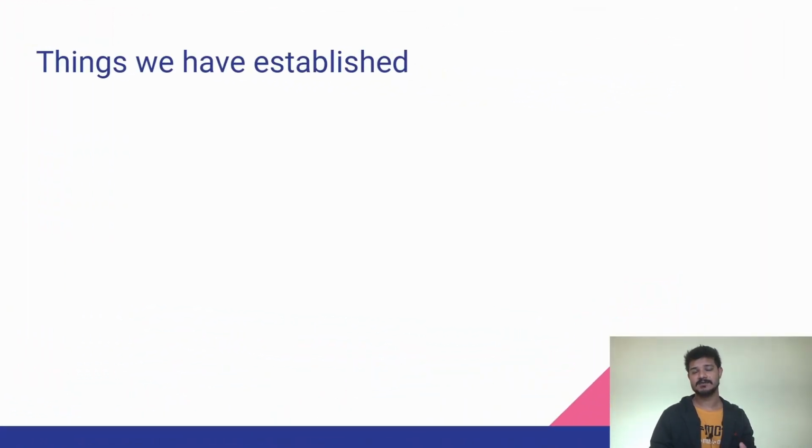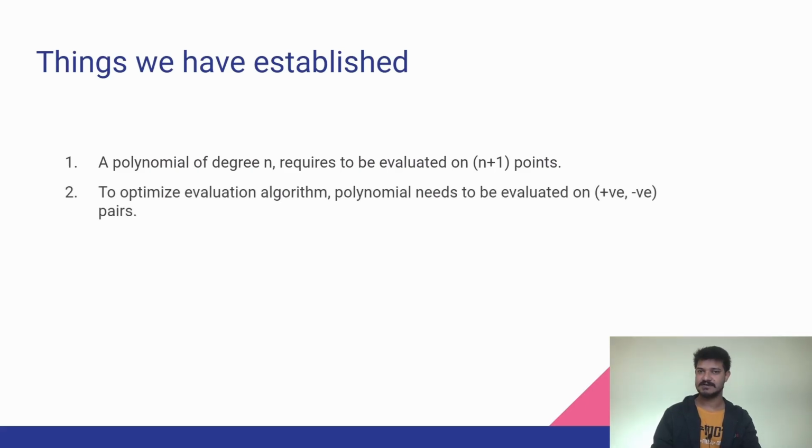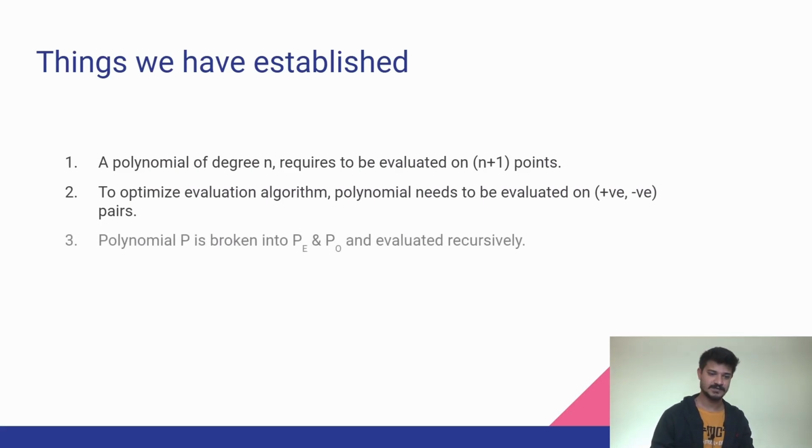So till now, till the previous lecture, what we have established, let's go through that. A polynomial of degree n requires to be evaluated on n plus 1 points. To optimize the evaluation algorithm, we need to evaluate the polynomial on positive negative pairs, right? It saves us a lot of time. Now, while evaluating the polynomial, what we do is break it into PE and PO, the even and odd terms polynomials, and then evaluate those recursively. This gives us an n log n solution, right?